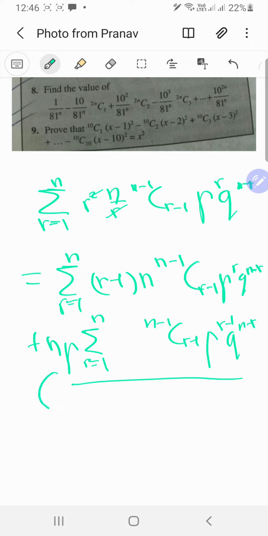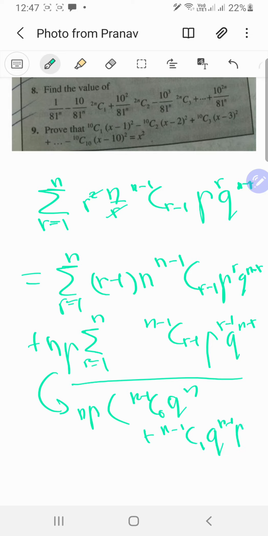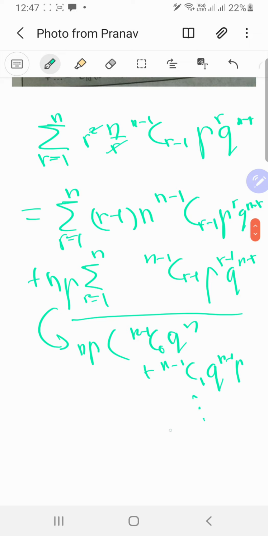So this thing is actually going to turn out to be np into, well, if you put 1 over there, you will get n minus 1 c 0 and p power 0 q power n. Then n minus 1 c 1 q power n minus 1 p power 1, and so on. And then you will eventually get n minus 1 c n minus 1 when you put r equals n in there, and you will get p power n minus 1 and q power 0. So this thing actually just turns out to be (p plus q) power n minus 1, which is 1.